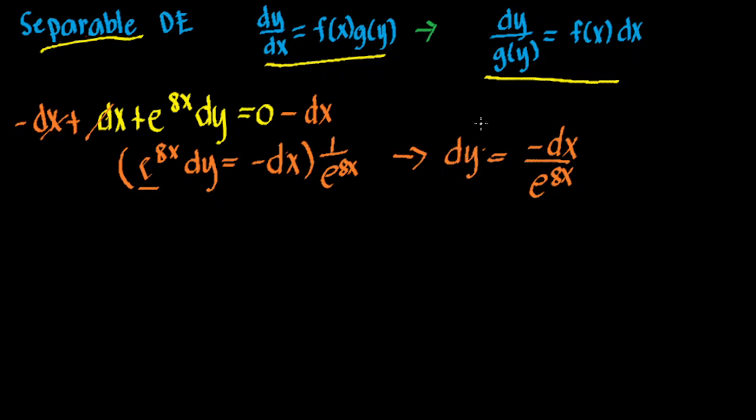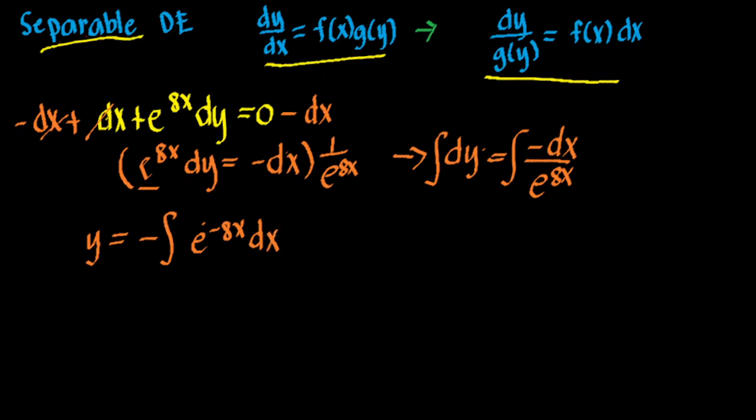Now, after rearranging this differential equation into this form, we'll have to integrate both sides so that we'll have the integral of dy, which is just y, is equal to, and moving the negative sign out of our integral, we have the integral of e to the negative 8x dx.